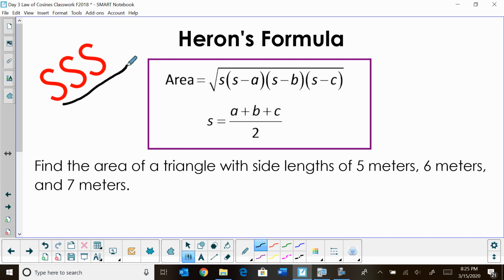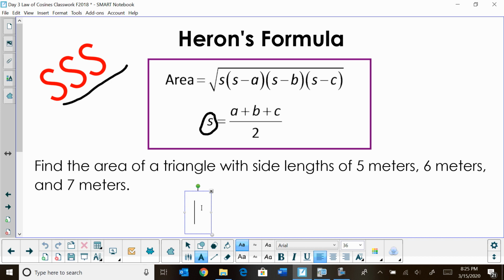This is the side situation. If you're given three sides of a triangle and it's not a right triangle, this is one option to find the area. First, you're going to find what we call S. S represents the semi-perimeter. To find it, we add the three sides, A, B, and C, and then divide by 2. Thus, it's called the semi-perimeter.